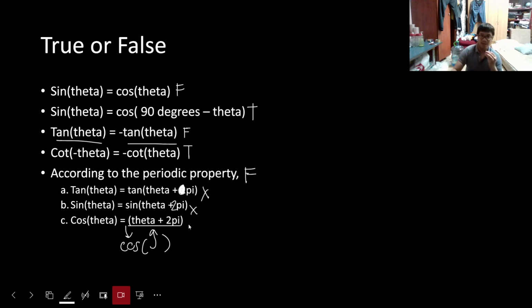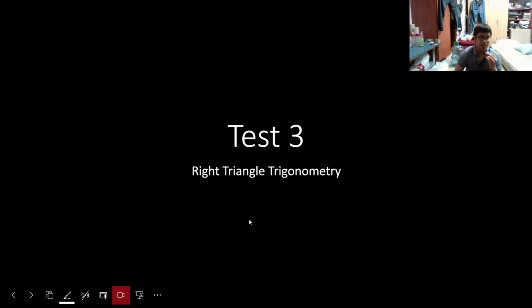Since I already used an example of cosine, we can say that this is correct. So point being, tangent theta should be tangent of theta plus pi. Sine theta should be sine of theta plus 2 pi. And lastly, cosine of theta should be cosine of theta plus 2 pi, which is almost the same as sine. And I think that will be all.